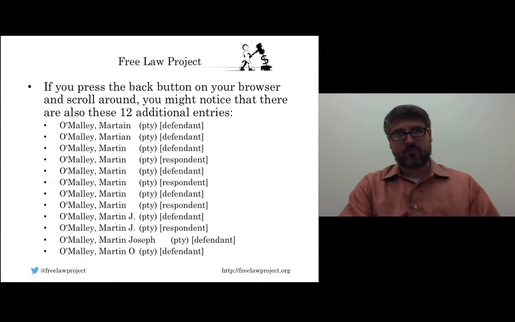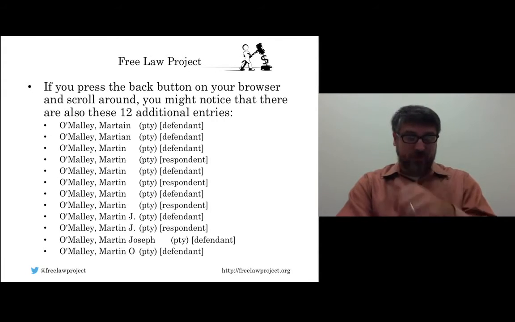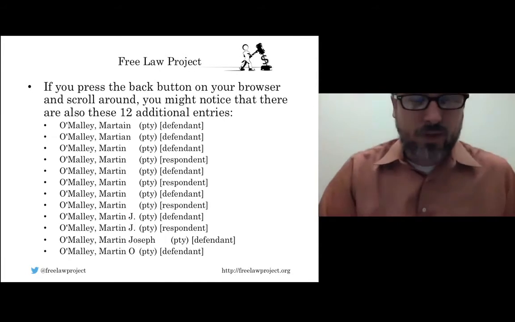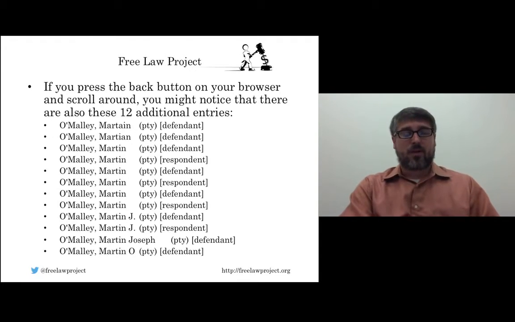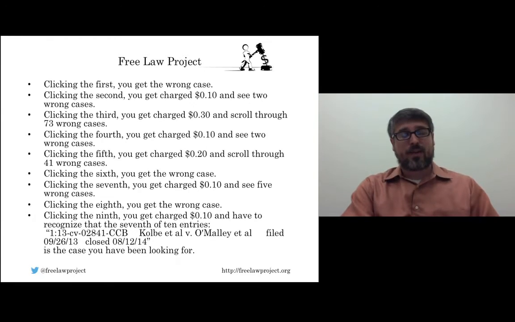I go back. I look at that long list of O'Malleys, and I see that in the middle there are variations on Martin O'Malley. There are 12 of them, in fact. Some with misspellings, some with his middle initial, some with his middle name fully spelled out, some with potentially an incorrect middle initial. Or maybe this is a different person. Well, my only option is to click each one of these. Here's what happens if you do that.